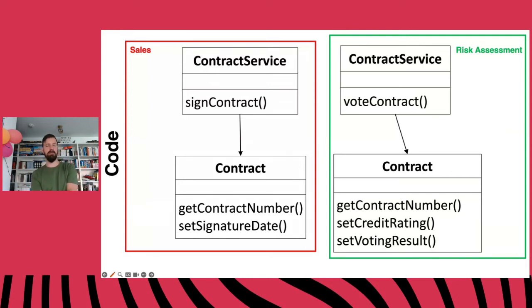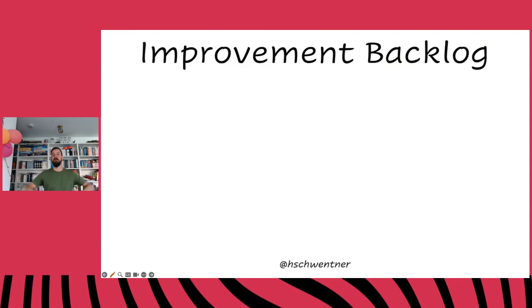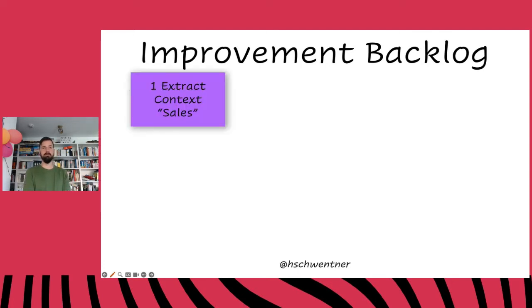How can we get there? Well, that's where our refactorings come into play. And what is usually done is that at this point, we write down the refactorings that have to be done. Or to be honest, we write down some of the refactorings that have to be done. Of course, it's iterative, it's incremental. And many teams that have a product backlog put beside that product backlog an improvement backlog where they collect the steps that have to be taken to make their system better.